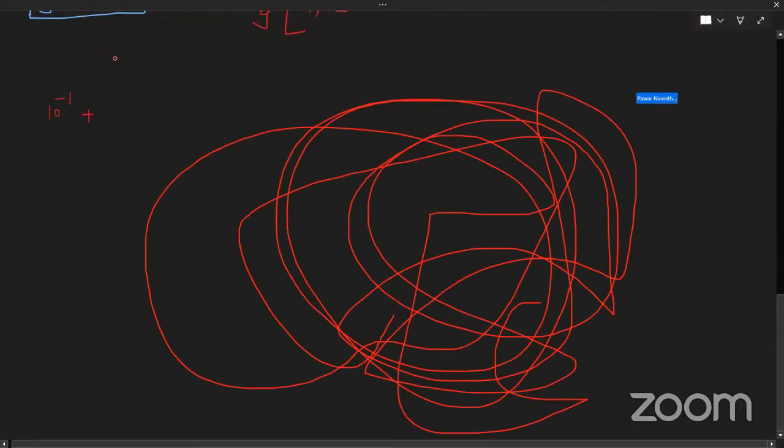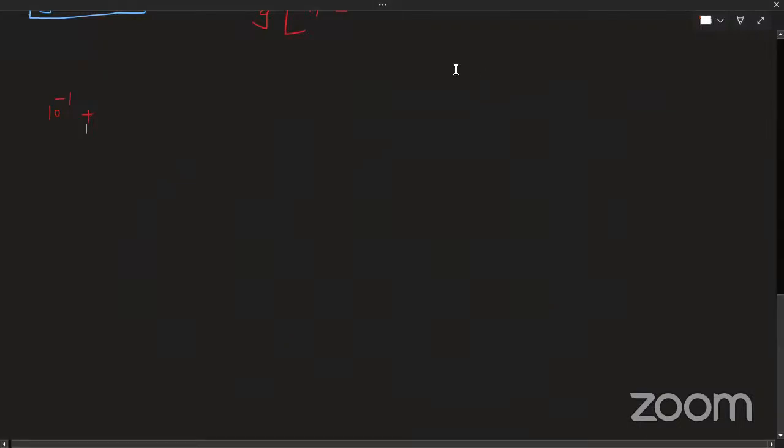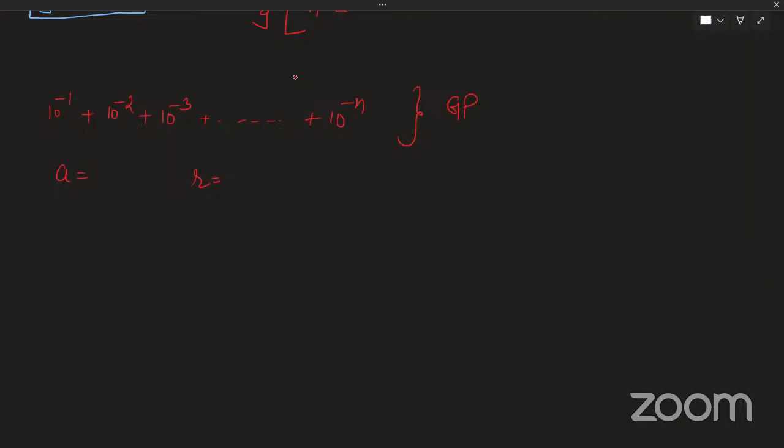So see, it is 10 raised to minus 1 plus 10 raised to minus 2 plus 10 raised to minus 3, until 10 raised to minus n. So do you realize it is a GP, first of all? Yes, sir. If it is a GP, it should have an A and it should have an R also, right? So what is its A? What is the value of its A? 0.1, sir. And what is the value of its R?